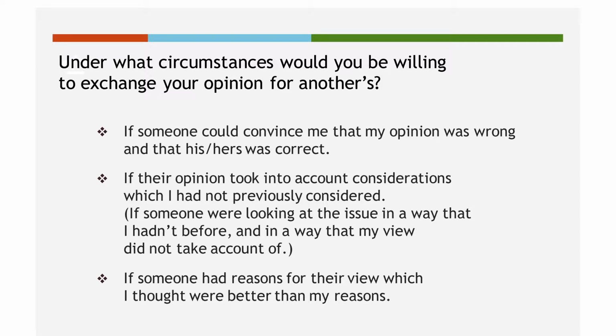This is what my students tell me. They tell me that if someone could convince me that my opinion was wrong and that theirs was correct, if their opinion took into account considerations that I hadn't thought about, if they looked at an issue in a way that I didn't, and they took account of things, perhaps part of the background or the context, that I had neglected in forming my own opinion, if someone had better reasons or evidence for my opinion. Now, some of you explicitly talked about information and evidence, and I would invite you, we won't have time to do this today, to consider what would trump what in those circumstances. That is, the person's credentials and the reasons that they are offering. A highly credentialed person whose reasons don't stand up, would that trump, or what would trump them?